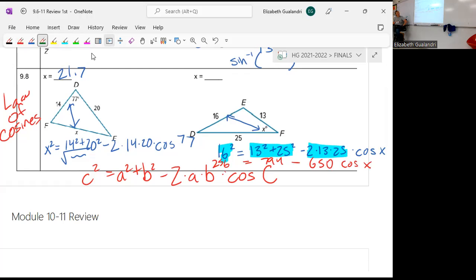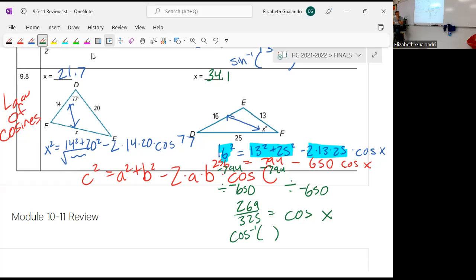Then you have to get down to where you have cosine of x by itself. So you subtract 794, and then you divide by -650. So you have to do those in that order. Make sure you do the subtraction, hit enter, and then divide by that. That's going to give you 269 out of 325 equal to the cosine of x. And then you take an inverse cosine of what you have there to solve for x. In this one, you should get 34.1.